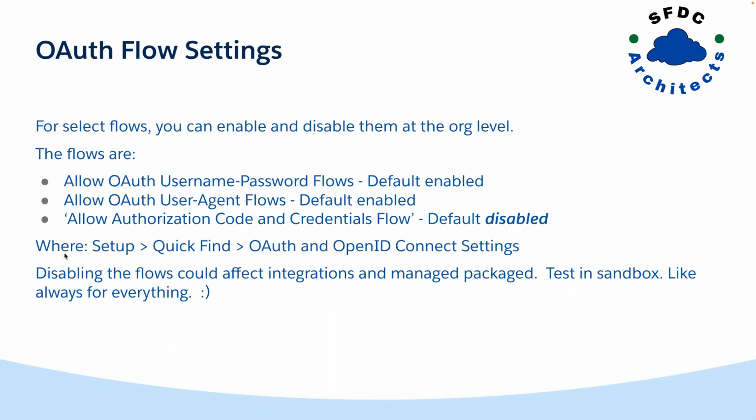So let's go there. So you go to setup, quick find, OAuth and OpenID Connect settings is what you're looking for. And obviously, if you disable any of these, you can affect integrations and managed packages. And of course, you're going to test in the sandbox. And just like I said, Salesforce keeps repeating this everywhere, but I know you always test everything in a sandbox. You never do anything in production, right?